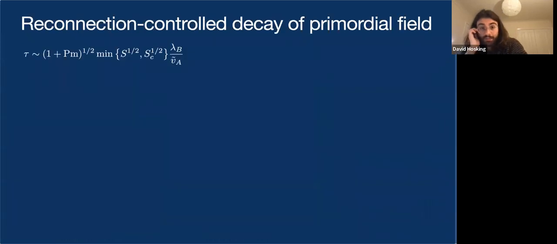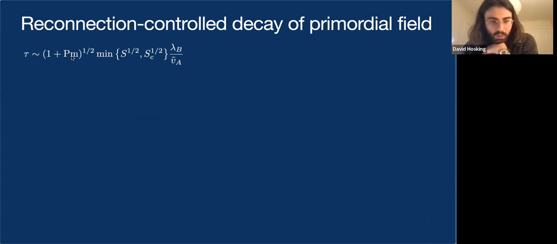Reconnection. Right, so we're getting close to the hour, so I should probably get to the point that I've been building to. What does this theory imply for the decay of the primordial field? So let's use this decay time scale tau from the reconnection theory.